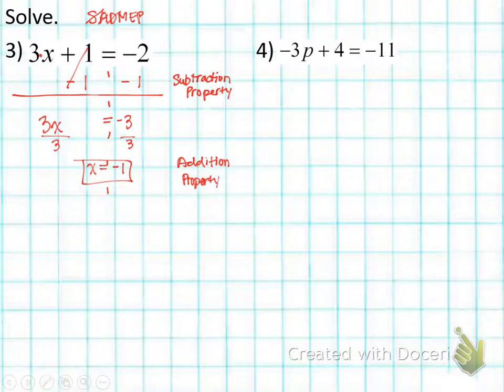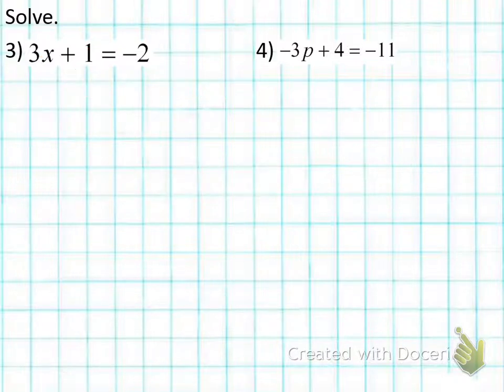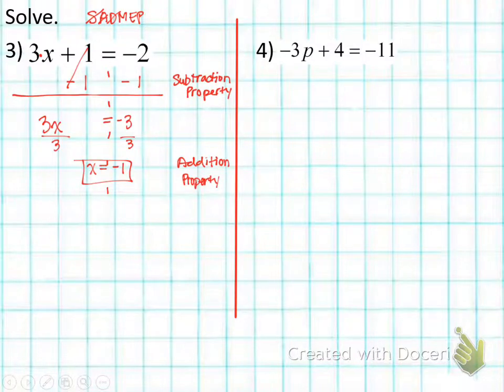Okay, excellent. Next one, number 4. This one's similar, but near the end, you're going to have to think about what you're dividing by. Okay, ready, go. I'm just going to write SADMEP at the top. I've got a question for you. Is this -3 a subtraction sign? Yes or no? No, it's being multiplied, right? So -3 is being multiplied with p. So be careful, okay?